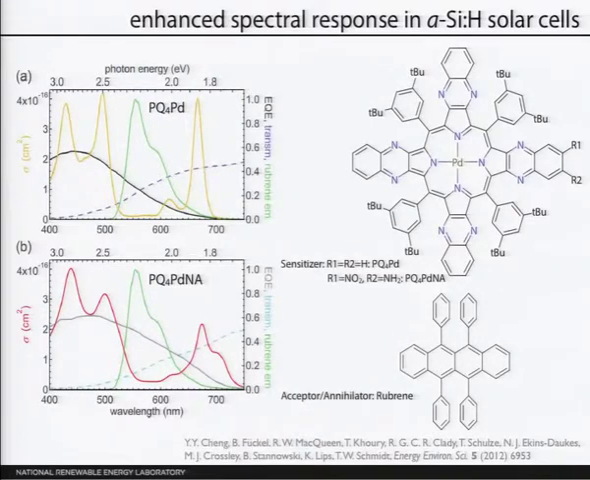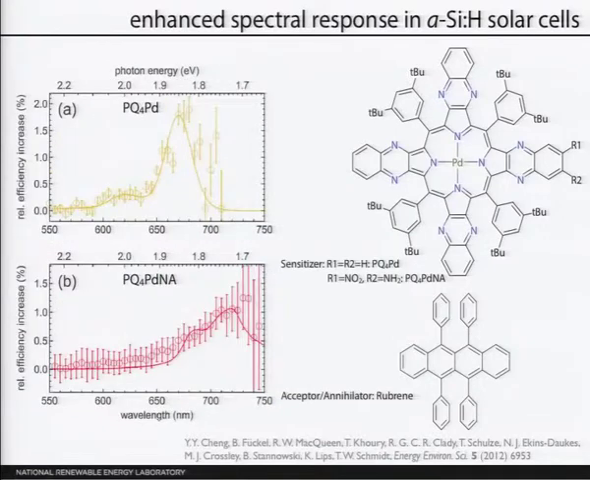Once again, they use this porphyrin derivative and rubrene as the emitter. They have two different derivatives where the groups at this position are different. They have subtly different absorption spectra, both of which are right around the band gap of the amorphous silicon device that they're working with. And they show that the efficiency increase when the upconversion system is turned on can be modeled very well with the absorption spectrum of the porphyrin sensitizer.